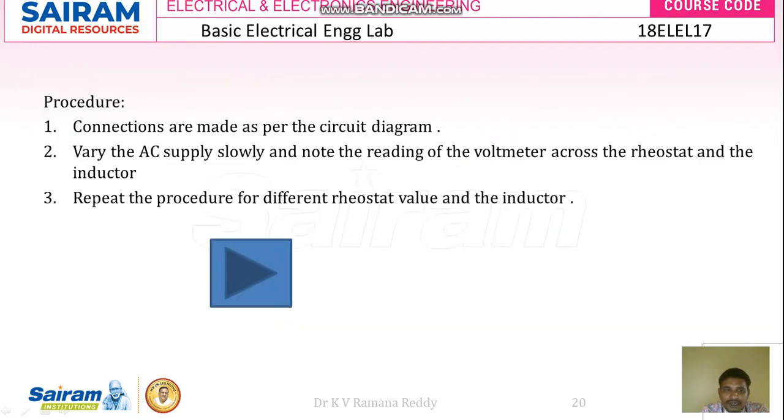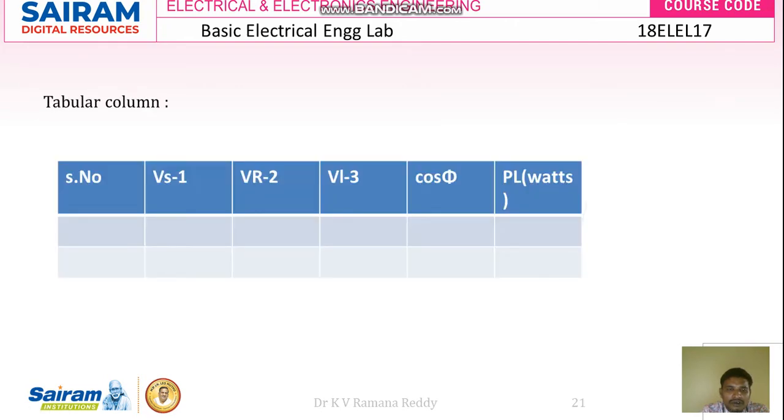Next, connections. If you see the procedure, the connections are made as per the circuit diagram, and here we vary the supply voltage slowly to meet the rated voltage. The readings are taken across the 3 voltmeters and 1 ammeter, and this procedure is repeated for different voltages to find the unknown resistance value and inductance. Now let us look at the video.